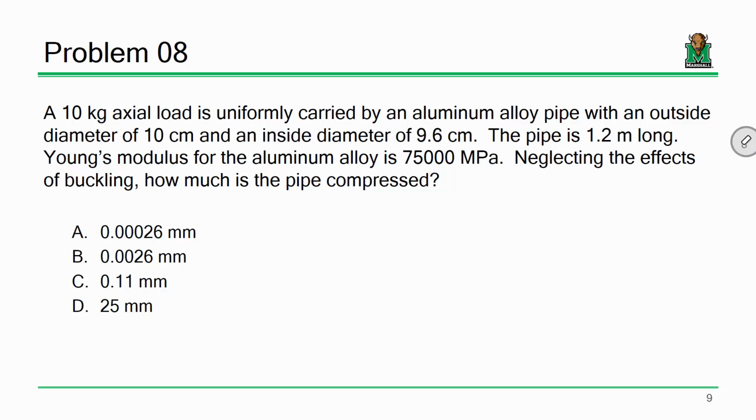So I have a bar. The bar has a 10 kilogram axial load. It's uniformly carried by an aluminum pipe. The outside diameter is 10 centimeters. The inside diameter is 9.6 centimeters. Now the pipe is 1.2 meters long, with a given Young's modulus. If I've got that axial load on it, how much is the pipe compressed? And I've got these different dimensions.